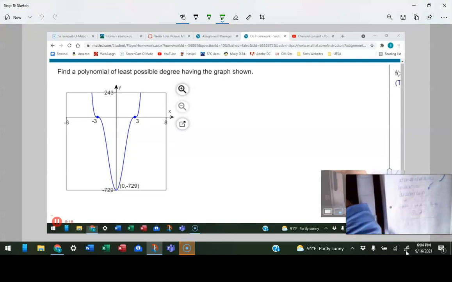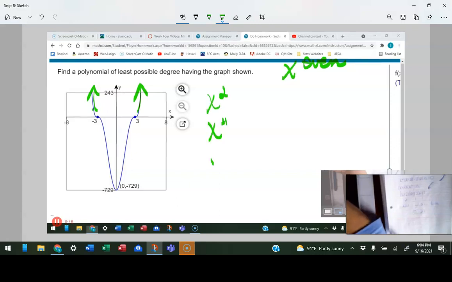So first of all, notice that both of his arms are going upwards, which means this must be an x to the even. Okay, so we know it's an x to the even because of the end behavior. The next thing that we've got to figure out is, is it an x squared? Is it an x to the fourth? Is it an x to the sixth? What kind of x to the even is it? Okay, and remember we want the least possible degree. So we could make this x to the 1 million, but we really don't want to do that.